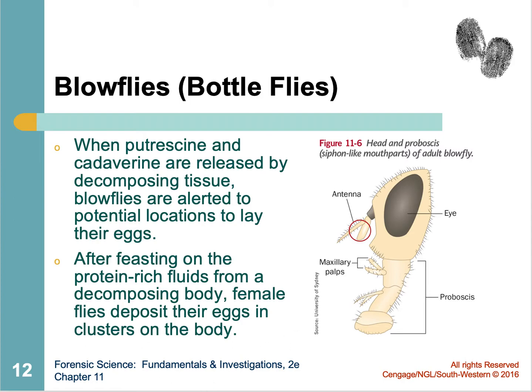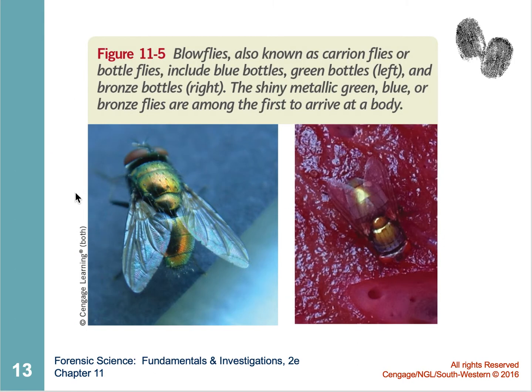We're going to go into this a little bit more. I want to show you what a blowfly looks like. These are also known as blowflies, bottleflies, or carrion flies. Those are all the same type of animals. They're a shiny metallic blue or bronze. So here's this blue-green color, or a bronze one there.